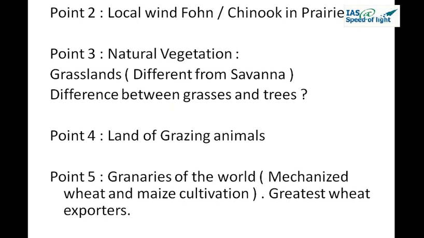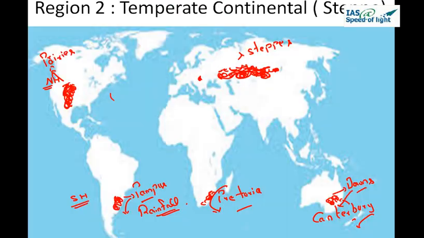Point number two, we have to understand the local wind, the Foehn or Chinook in the prairies. This is a local wind which flows in the prairies, and it is a warm wind.